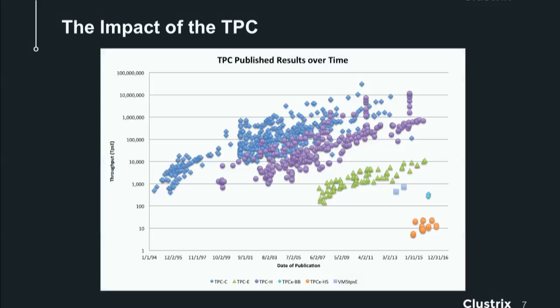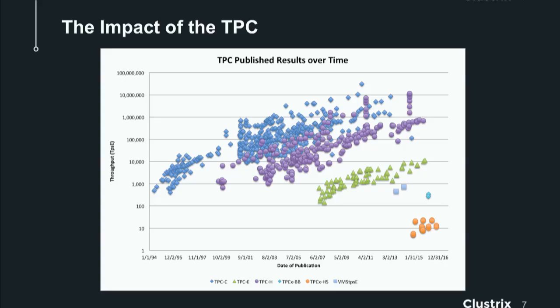I've got a couple of pictures to show the impact of the TPC in two different ways. This picture is the positive side of the TPC. This is a logarithmic scale of throughput over time of different benchmark publications in the TPC. It looks a little sparse in the 1990s only because the benchmarks of the day have been removed from the TPC site and we don't have those data points anymore. But these are still benchmarks that are considered active, so you can go out to the TPC website and get these results.